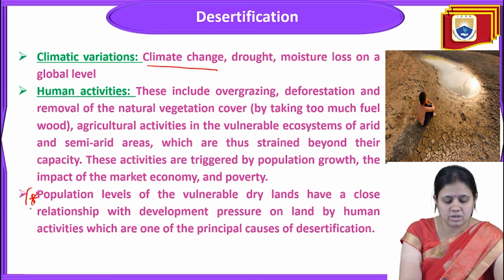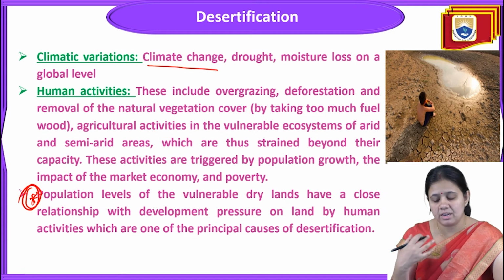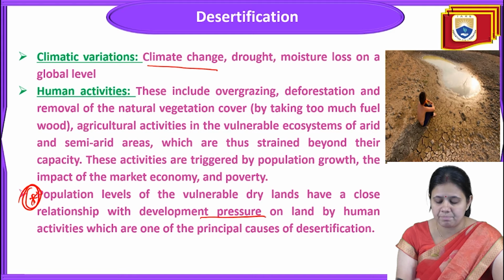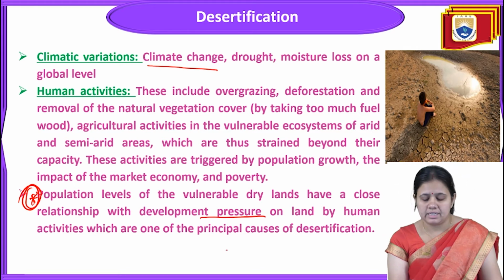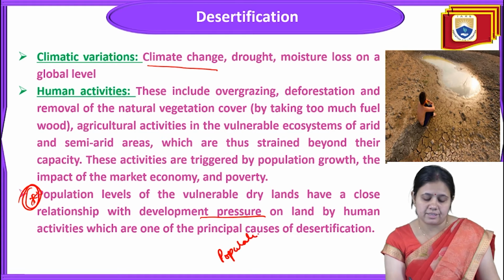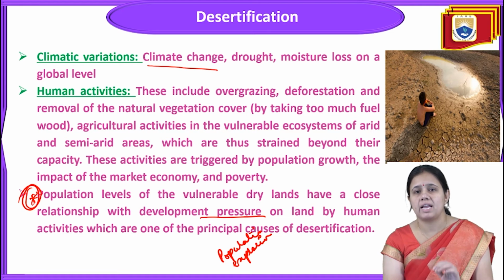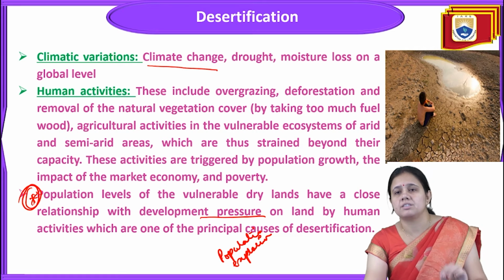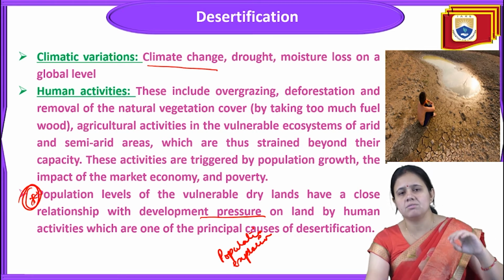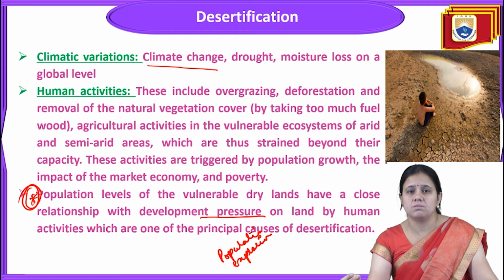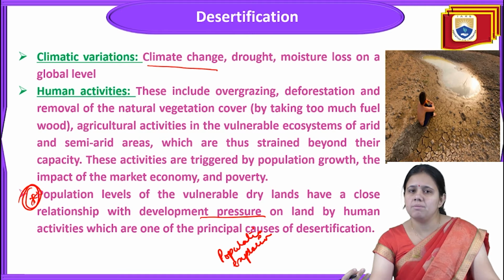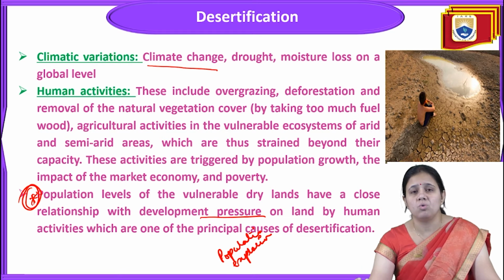The next point related to desertification is population growth. Population levels of vulnerable dry land have a close relationship with development pressure on the land. Obviously, population explosion is again related to desertification. There is a close relationship between development pressure on land and human activities. This is a main cause of desertification, because population will increase and this will demand more natural resources, more food. When demand increases, there will be more pressure on the lands. This pressure will lead to more and more use of the land, and this is the main factor behind desertification, because of over exploitation of land resources.